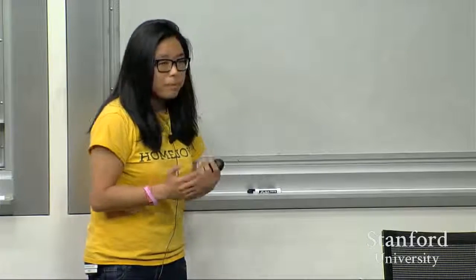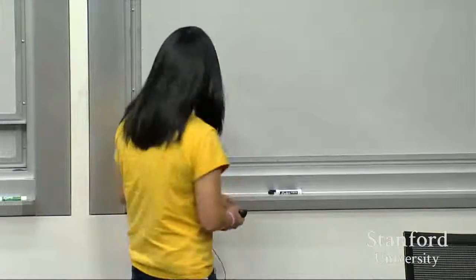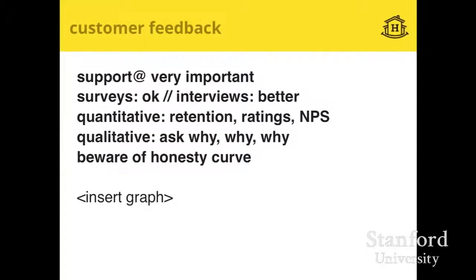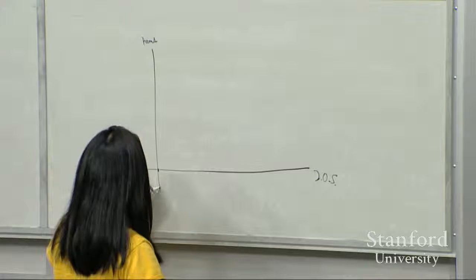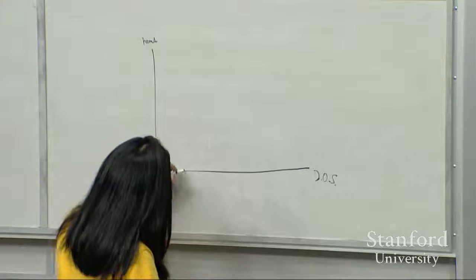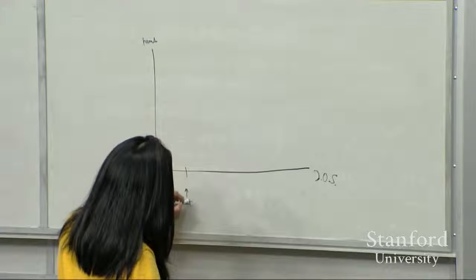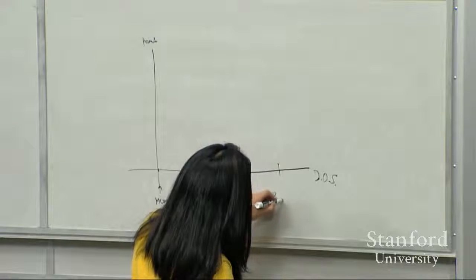The other thing is, I'll get to the qualitative thing later, but the one thing you should be wary of is the honesty curve, which is that some people will just lie to you. So let's just do it. This is degrees of separation from you, and this is level of honesty. So this is your mom. This is your friends of friends. And here are random people.